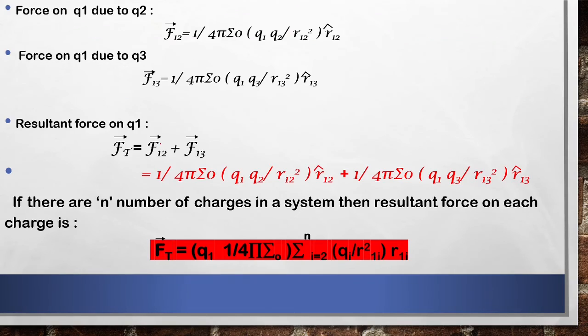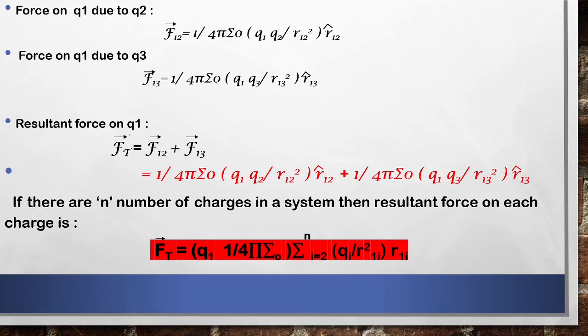Now let's look at how we can represent it in a mathematical form. Force on Q1 due to Q2, that is F12, is equal to 1 by 4 pi epsilon 0 Q1 Q2 by R12 square, and force on Q1 due to Q3, F13, is equal to 1 by 4 pi epsilon 0 Q1 Q3 by R13 square.